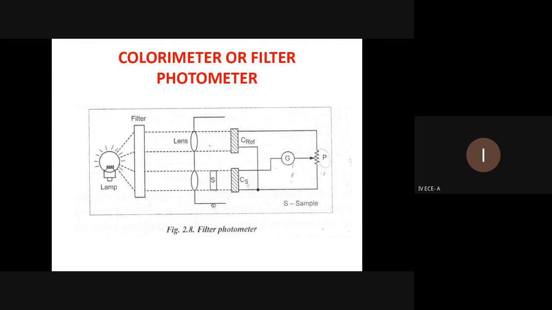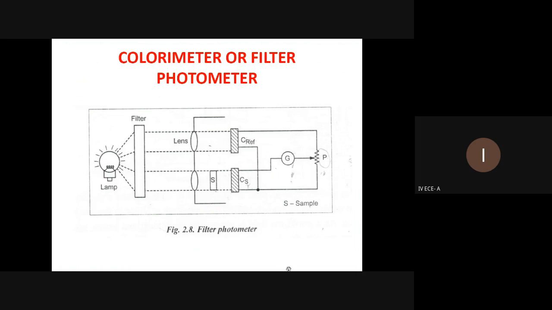After passing through the sample, the sample absorbs some light energy, transmitting the rest. This transmitted light falls on the photocell and generates a current. This photocurrent is indicated by the galvanometer, which is calibrated in a transmittance scale. Since the photocurrent is directly proportional to the transmitted light, the transmittance scale is linear.